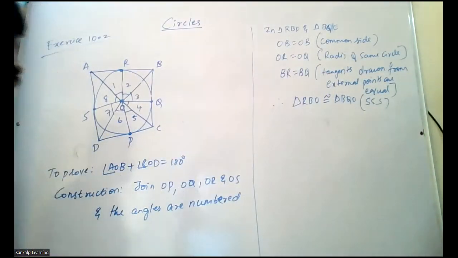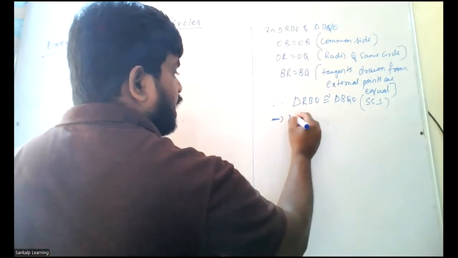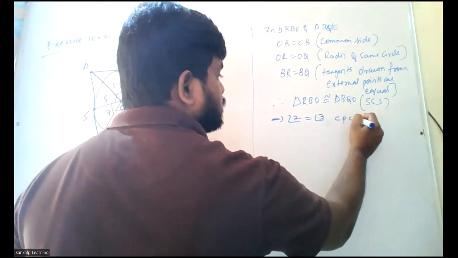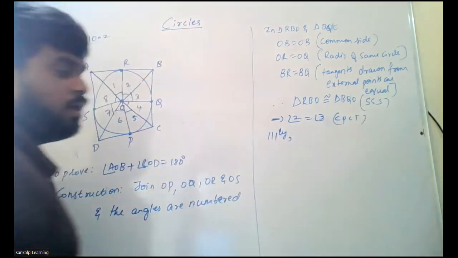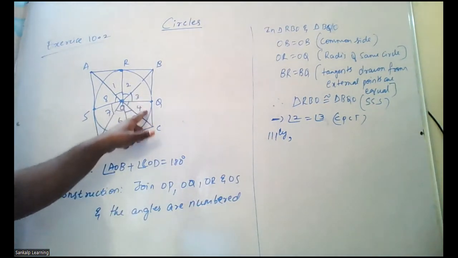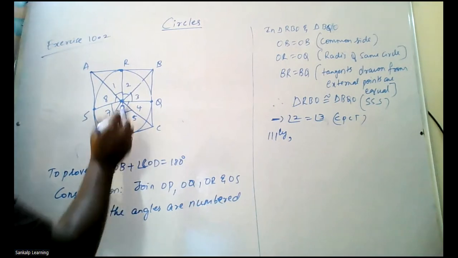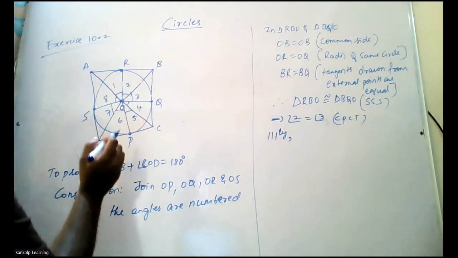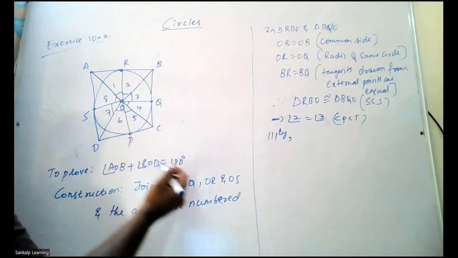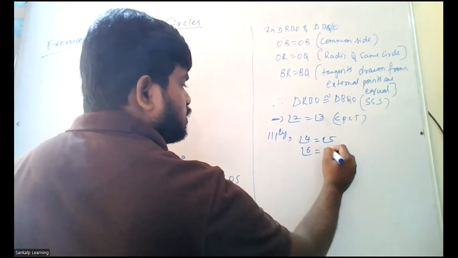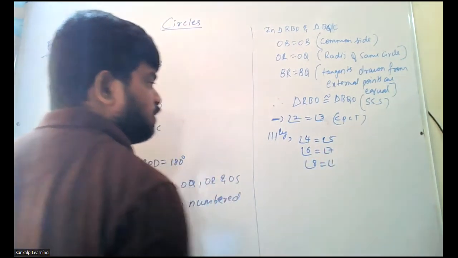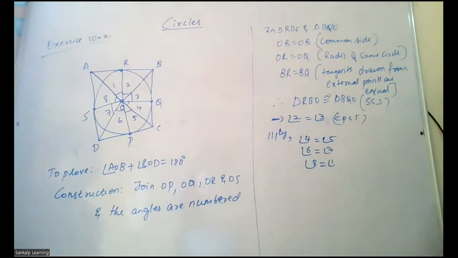Okay. Therefore, if they are congruent, from CPCT I can tell angle 2 is equal to angle 3. Similarly, you can say these two triangles are congruent. Sorry, these two, 4 and 5. 4 and 5 are equal. The same way, 4 and 5 are equal, 6 and 7 are equal, 8 and 1 are equal. Okay, you can say that.